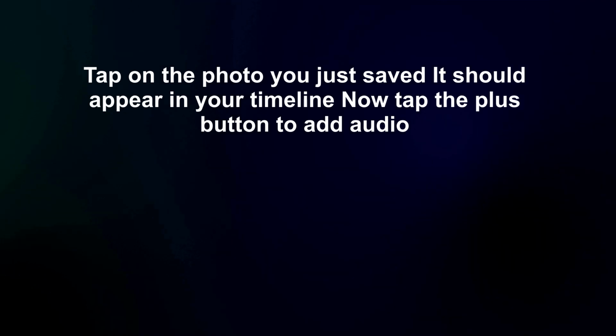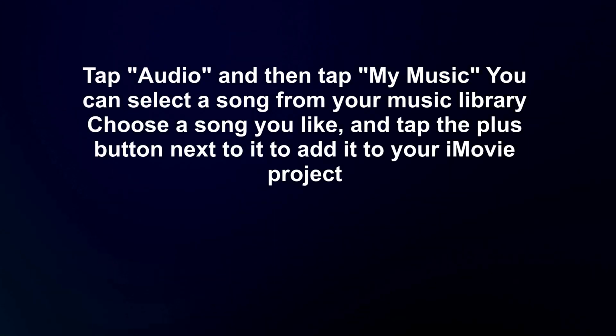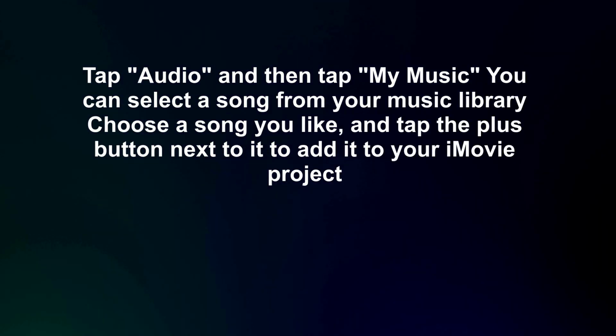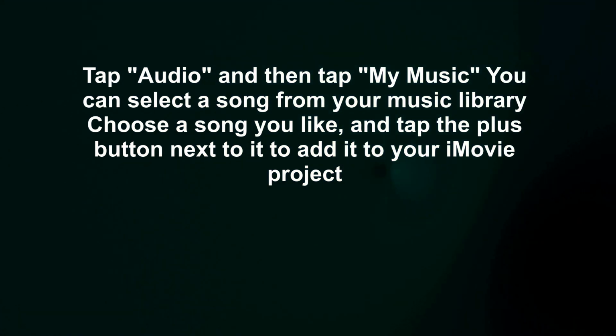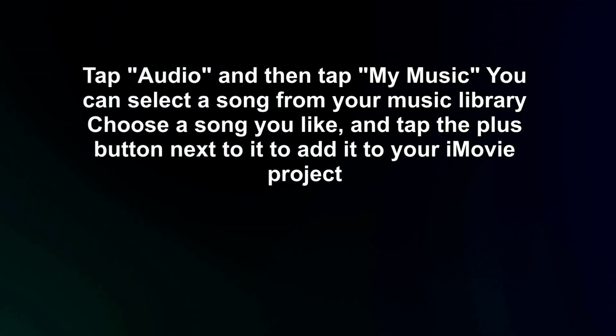Now tap the plus button to add audio. Tap Audio and then tap My Music. You can select a song from your music library. Choose a song you like, and tap the plus button next to it to add it to your iMovie project.